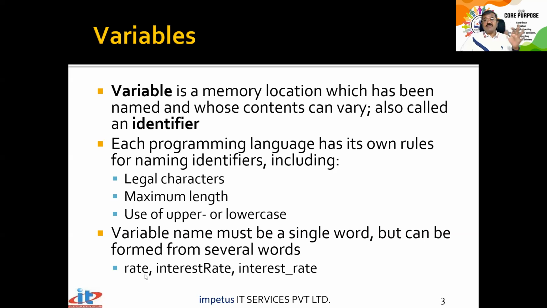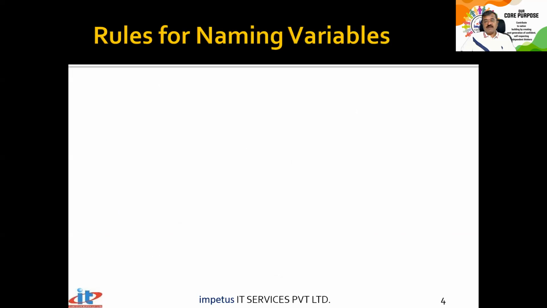So there are different naming conventions being used. The first interestRate is lower camel case. The second interest_rate is snake case. If the I had been capital in the first interestRate, it would have been called upper camel case. So you will be using some convention for variable names. We never use upper camel case. We normally use either lower camel case or snake case in all the programming languages when we define variables.